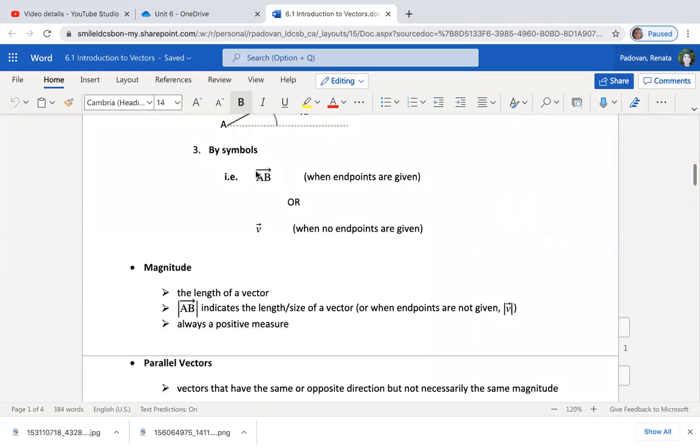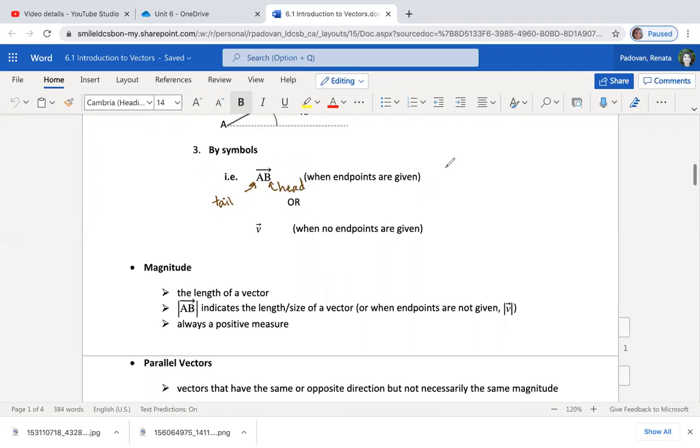So this line with the arrow here indicates a vector. So this is called vector AB when the endpoints are given. Or again, you might have a diagram where the endpoints are not given, and then you can just put any variable you want. We'll use V for vector here when no endpoints are given. So just a variable with the vector symbol on top indicates vector V or vector AB. And again, just to point out, it does go in order. So A is the tail, the way you have to draw it, tail first, and B is the head.